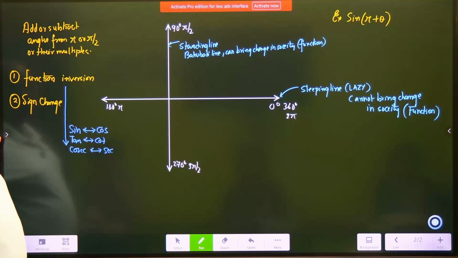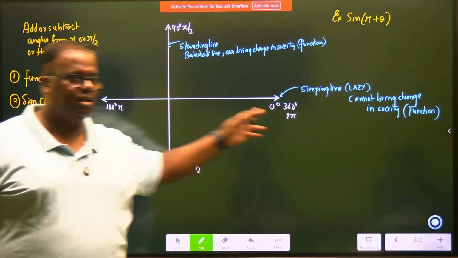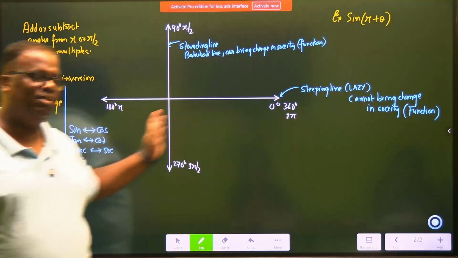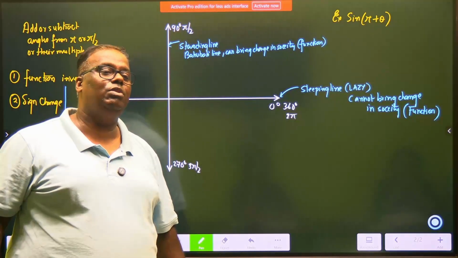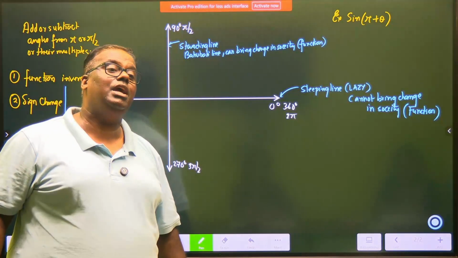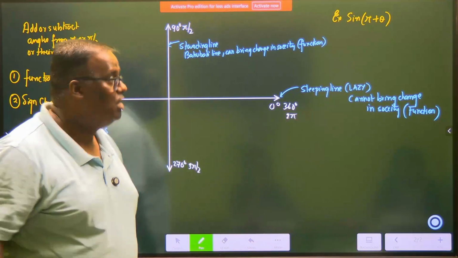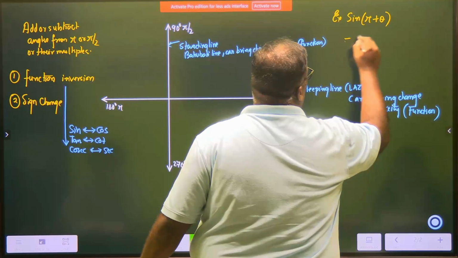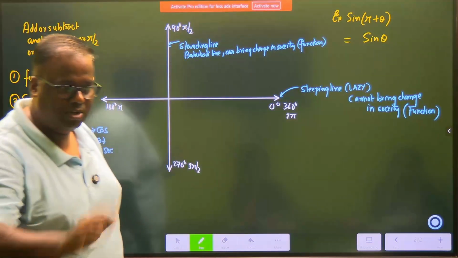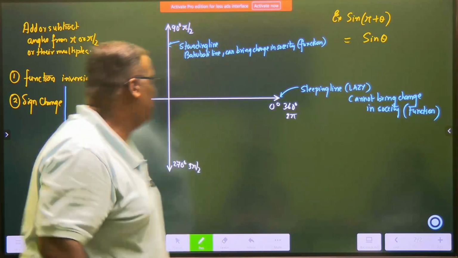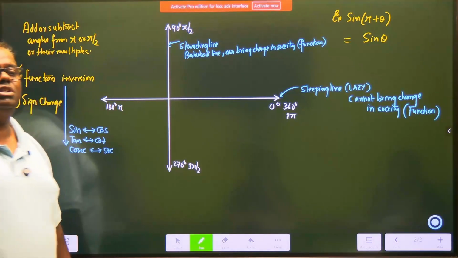Ready? So see, 0, pi, 2 pi, 3 pi, 4 pi, 5 pi. That means pi always lies on the sleeping line. Anything with pi is always on the sleeping line. Sleeping line is a lazy line. Can it change the function? No, it cannot change the function. So if you are on the sleeping line, we will straight away write sine theta. Function does not change. Agreed? First thing. We have addressed only the first part. Function inversion? No inversion.